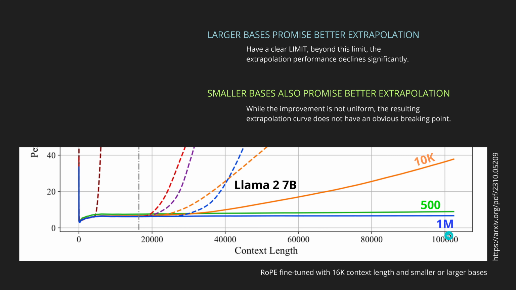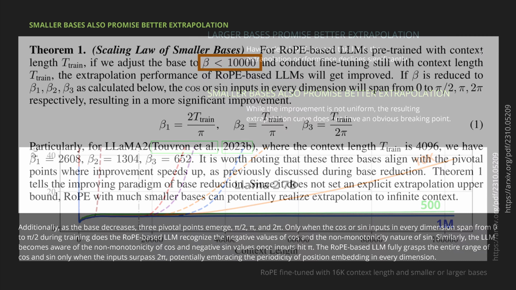Look, 100,000 token, 100K. However, this has a clear limit, and beyond this limit, the extrapolation performance declines significantly. So we have now two cases. The smaller base has not a uniform improvement, so we have to find the sweet spot exactly, these local areas where we have a boost in the performance, but there's no obvious breaking point. Or we go with a larger base that has a limit, but it's much smoother below this limit, below this threshold.